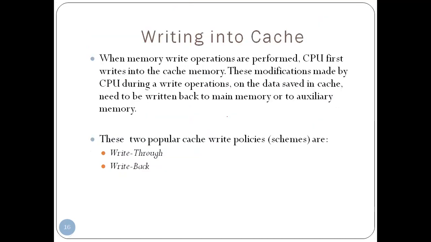Next one is writing into a cache. Very important topic for a short answer. So writing into cache. When memory write operations are performed, we are going to have memory read and memory write. We can read data from the memory and we can write data into the memory. So when we are going to write anything into the cache, what the CPU does is it first writes into the cache memory. So this is the cache memory.